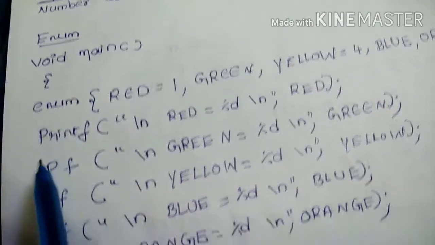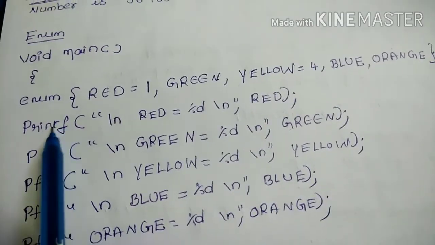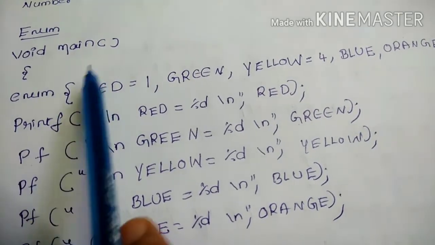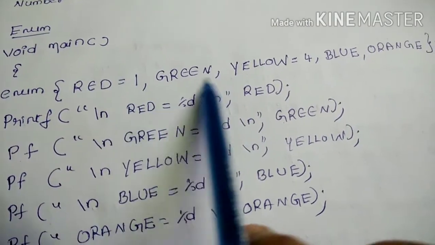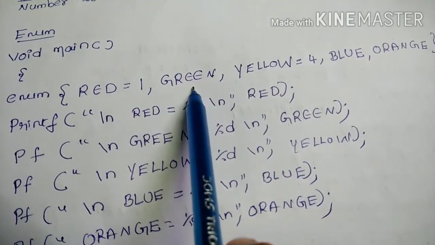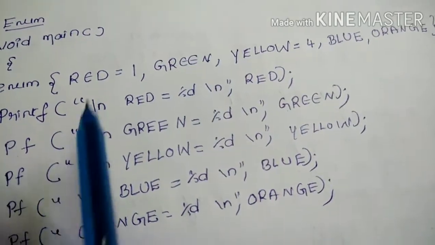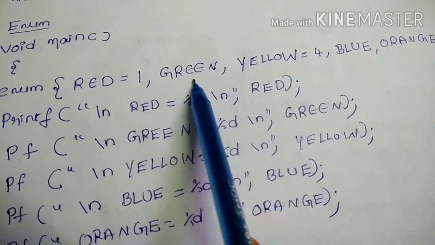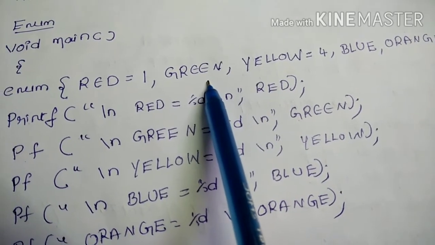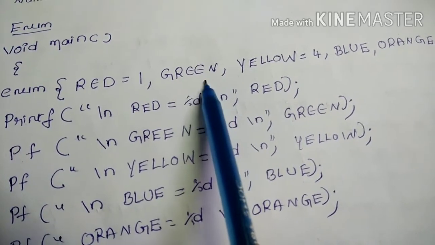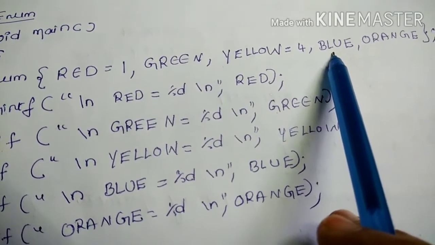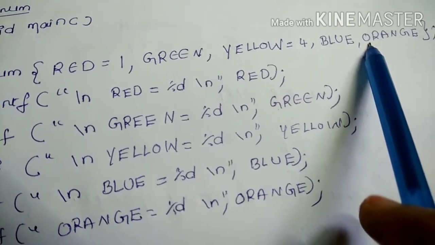So void main. How to write the enumerated data type? By using the keyword enum, open curly brace, these are the variables. Assign a value to all the variables. So the first variable red is equal to 1, green I didn't declare anything, yellow is equal to 4, blue and orange. See here, red is equal to 1. For the next variable, automatically a sequence value will be generated onto the output screen, even though you didn't give a value to the variable. So yellow is equal to 4, so sequence number 5 will be declared for blue. Orange, next 6 will be printed onto the output screen.